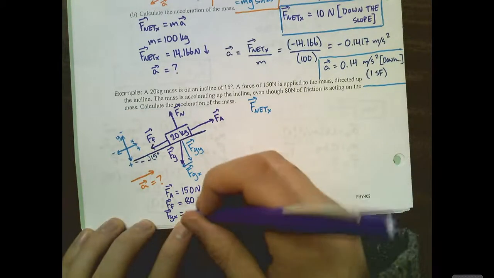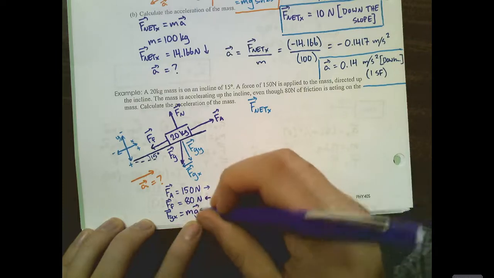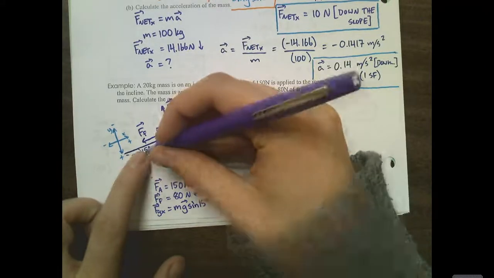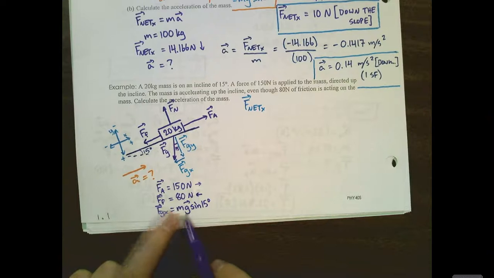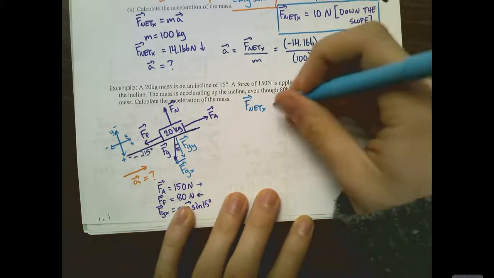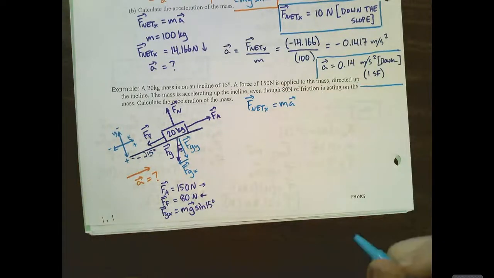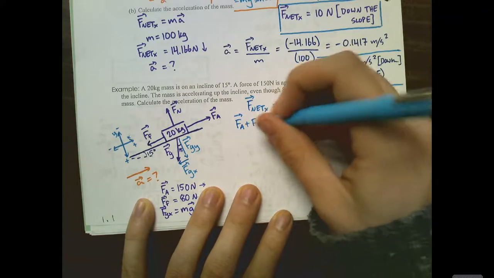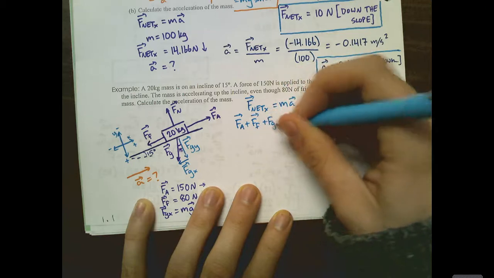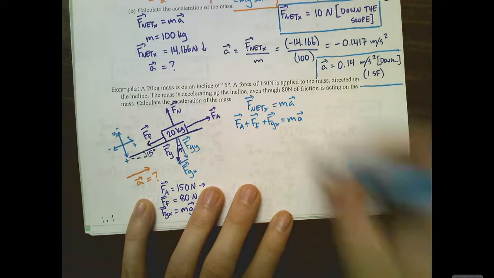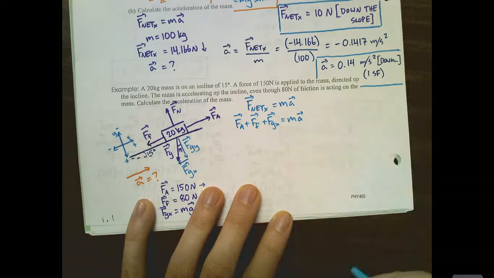So Fgx is going to be mg, we could just get used to writing it like this, mg sine of 15 degrees. Where did that 15 come from? Well, right here. It's the same as that angle right there. And mg comes from Fg, right? So let's write out our formula here. F net x equals ma, and let's add up all of our forces in the x direction. So we've got applied force up, friction force opposing it, gravitational force x component only equals ma, and let's divide by m on both sides. Divide by m on both sides will give us a.